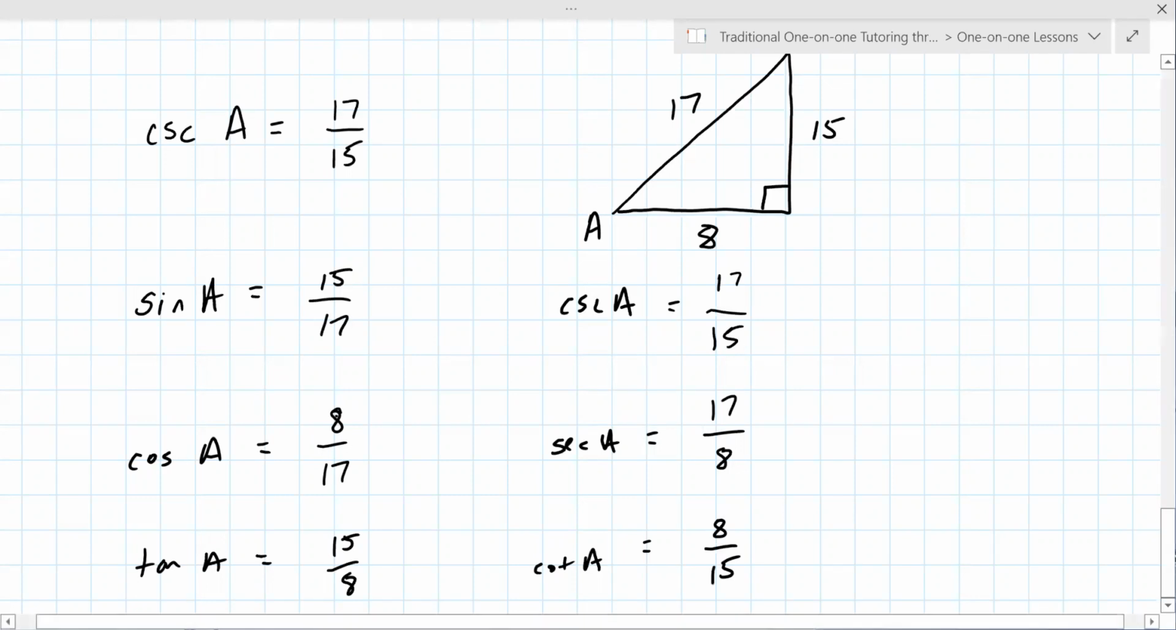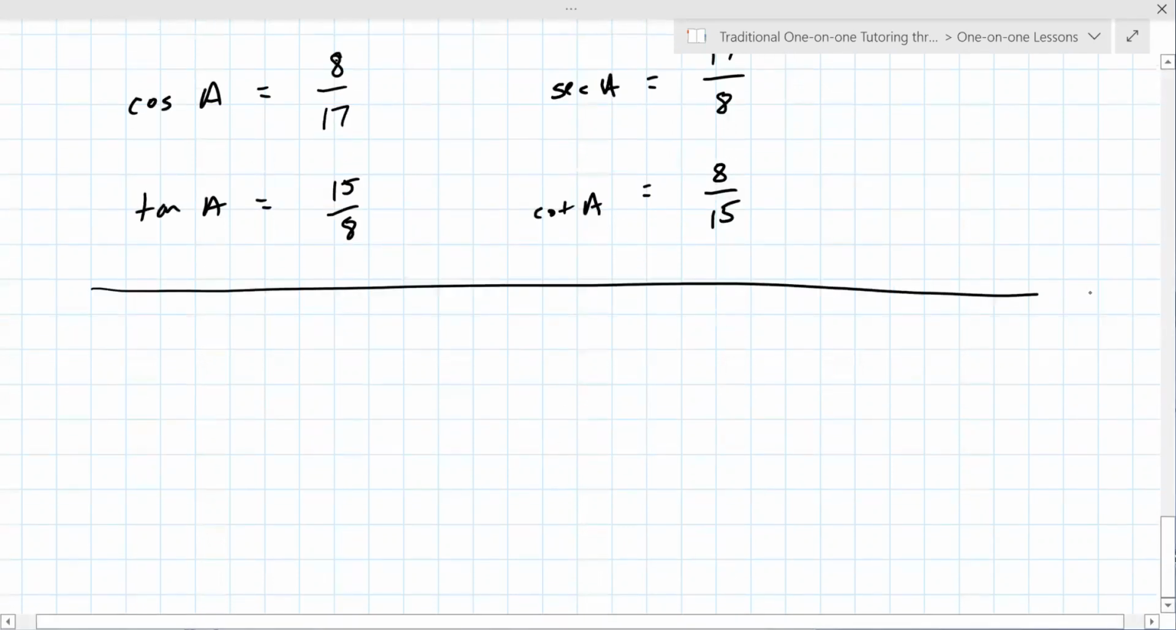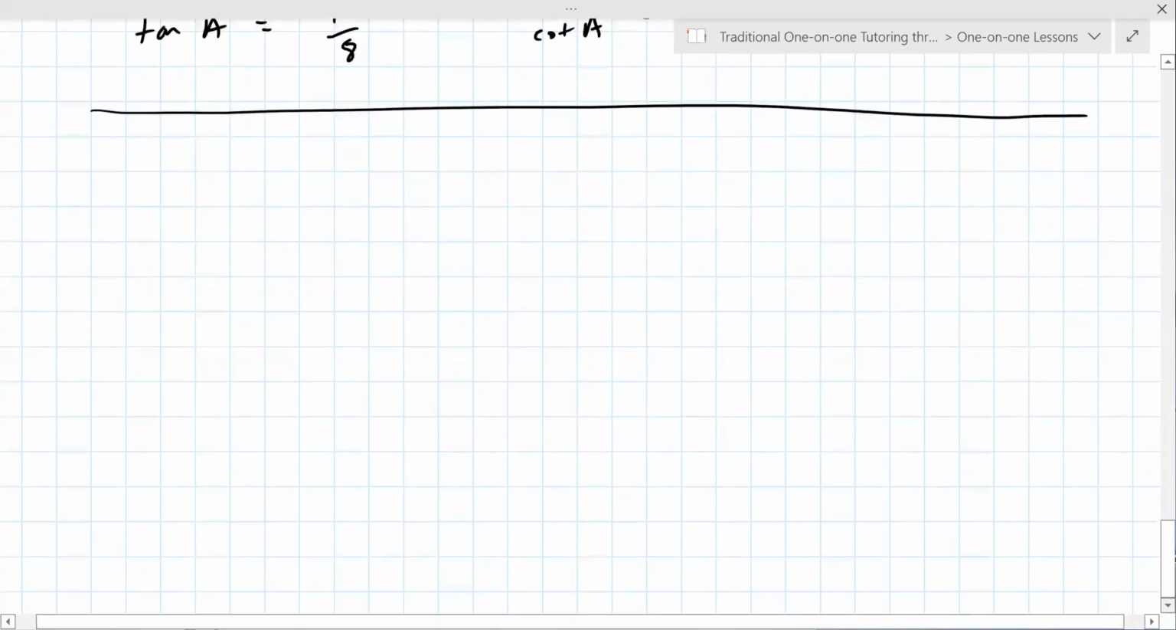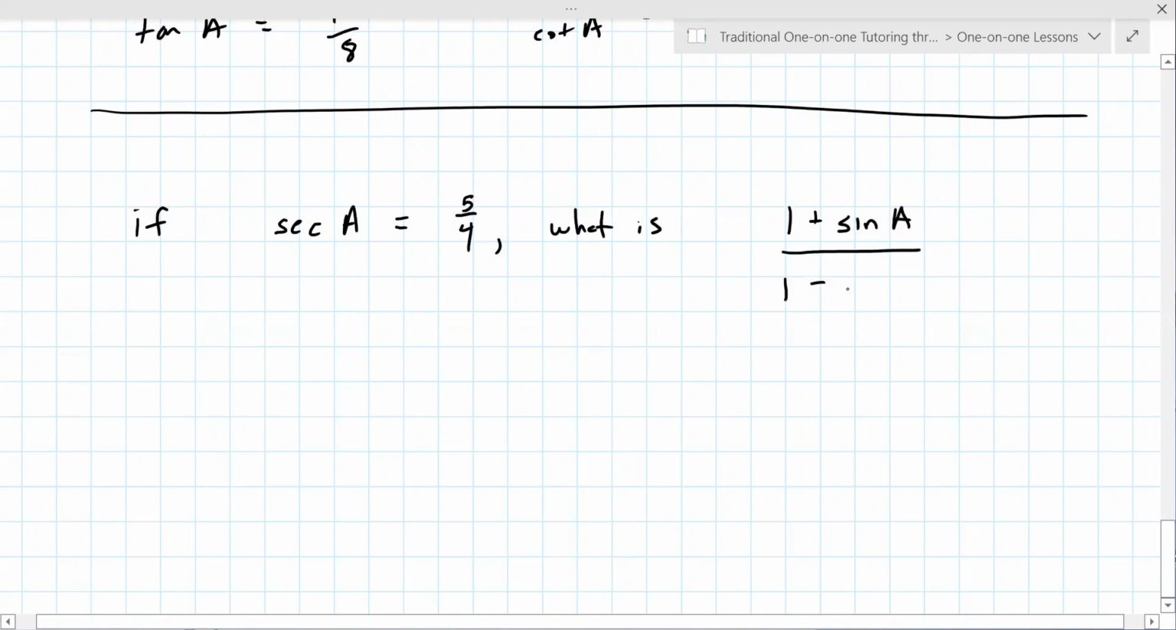Okay, so why are we doing all this? That's the question that you might have, because this is the style of the question that you might see on a standardized prep thing. So it might say, and we've kind of already done this, if secant A equals 5/4, what is 1 plus sine A over 1 minus cosine A?